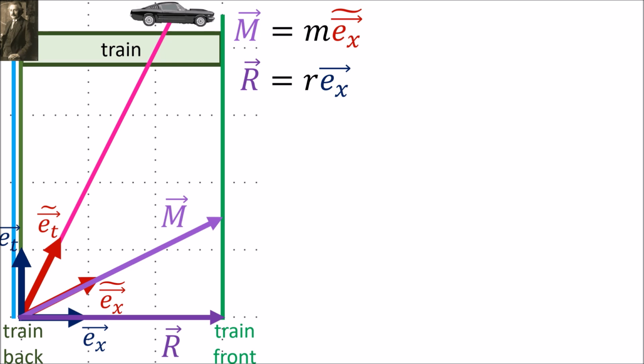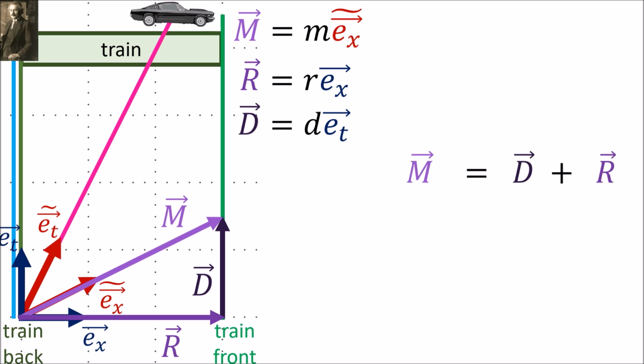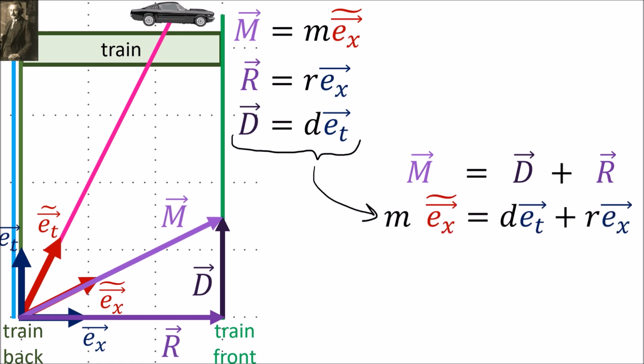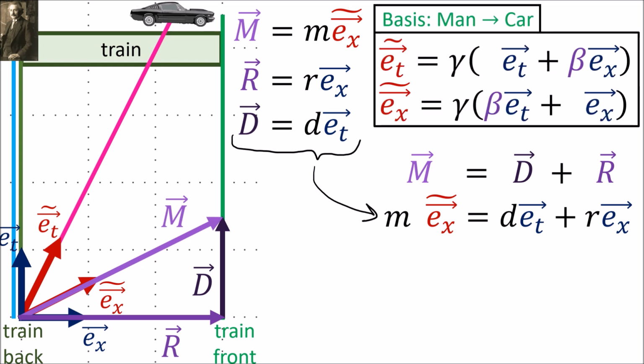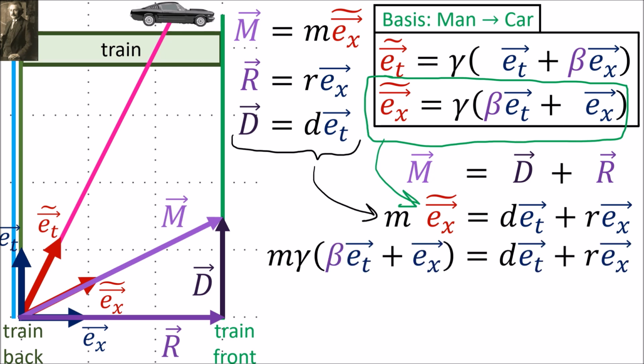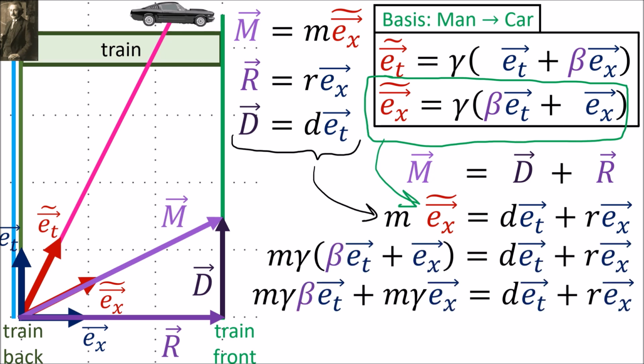The difference between capital R and capital M is this vector capital D, which is parallel to Einstein's time axis. So we'll write it as lowercase d times et. Hopefully it's clear that big M equals big D plus big R. We can rewrite each of these vectors using basis vectors as I've done above. Using the Lorentz transformation for basis vectors, we can rewrite ex tilde in terms of et and ex, and then distribute small m times gamma to each term inside.